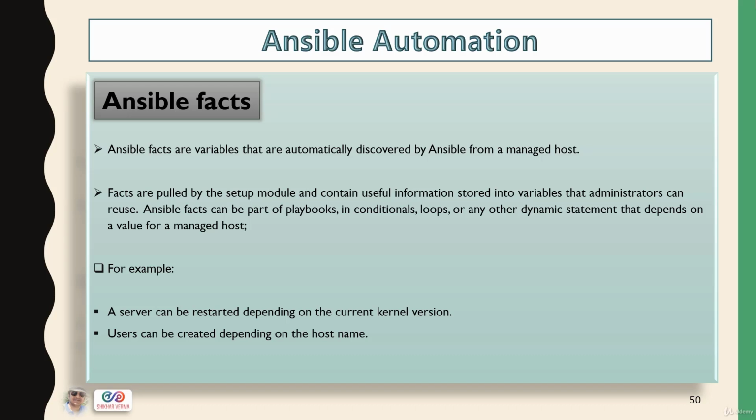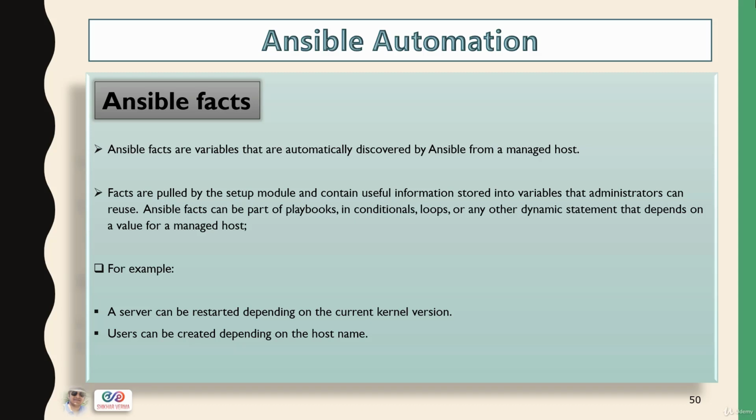A server can be restarted depending on the current kernel version. Suppose in my environment there are 50 servers and my requirement is I want to reboot a server whose kernel version is XYZ. So in that case you can use the Ansible facts. With the help of Ansible facts, you can first find out what is the current kernel version from all your managed hosts. And then you can use the conditions and reboot the one whose kernel version is XYZ.